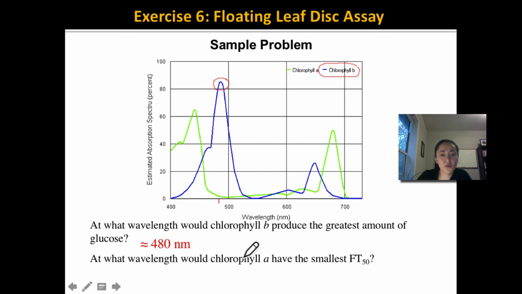At what wavelength would chlorophyll A have the smallest FT50? So again, reword this. FT50 is the amount of time it takes for it to float. Well, where will it take the least amount of time for the disk to float? We're looking at chlorophyll A now, so the green line. It's going to take the least amount of time for those disks to float where photosynthesis is happening the fastest, right? So that would be where we have the most absorbance. So in this case, it would be around here. That's where our biggest peak is for that one. And it's around 430 nanometers.